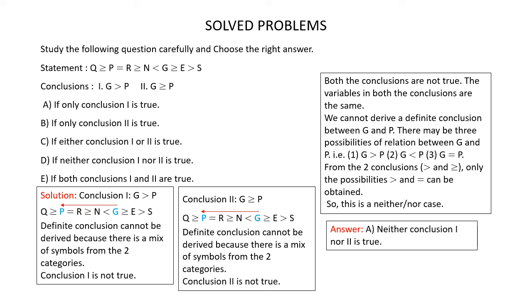All the three possibilities between G and P cannot be obtained. Only two possibilities can be obtained from the two given conclusions. So clearly this is a neither nor case. The correct answer is option A. Neither conclusion 1 nor conclusion 2 is true.